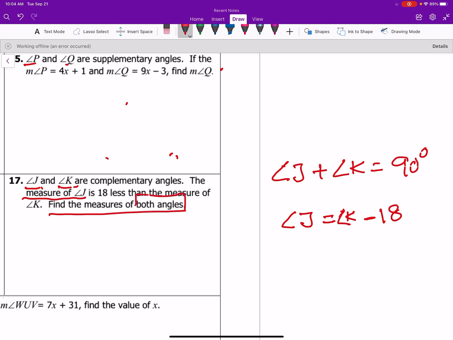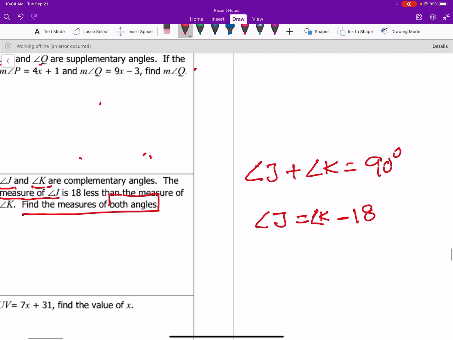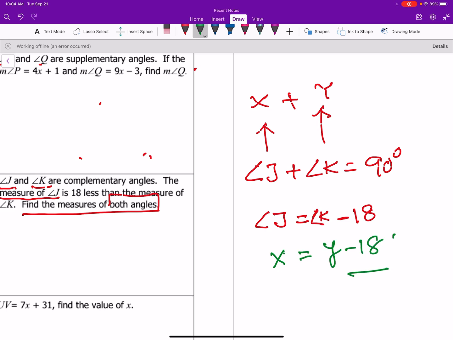So you have two equations, okay? If somebody wants to say this is x and this is y, there's no problem. Then they will get x equals y minus 18, okay? Either way, then solve for x and y, okay? But I'm not going for that. I prefer to solve with J and K, because then I don't need to substitute. Later you might forget what is J, what is K.